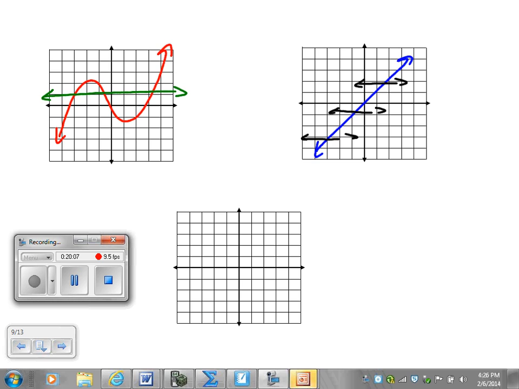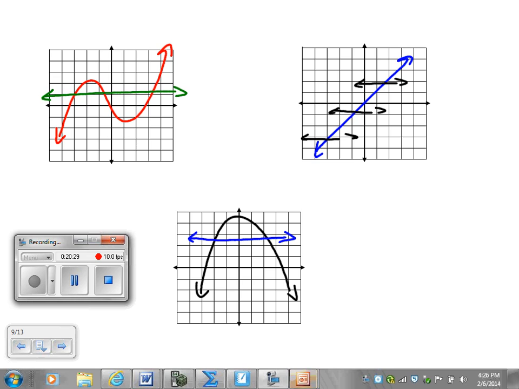So here's one last one for you. Let's do something like that. Is its inverse going to be a function or not? Well, again, we can pass a horizontal line, and it's going to hit that function more than once. So no, its inverse is not going to be a function.